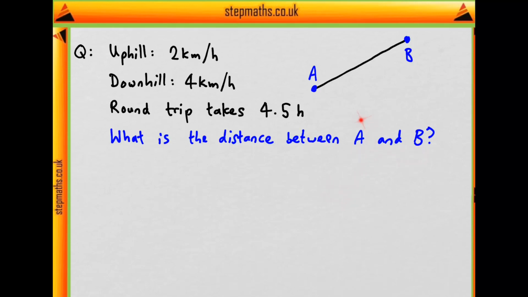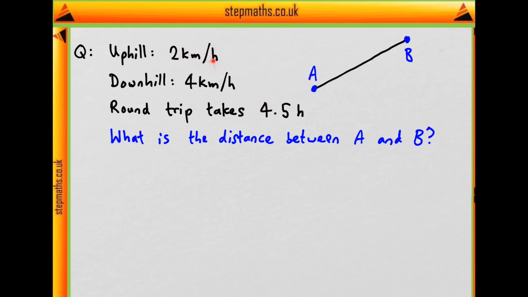So how can we go about this? Well, we know the whole trip takes 4.5 hours to get from A to B and then back again. Ideally, we want to know how that's split into A going to B and B going to A. And so how can we get that from these speeds?